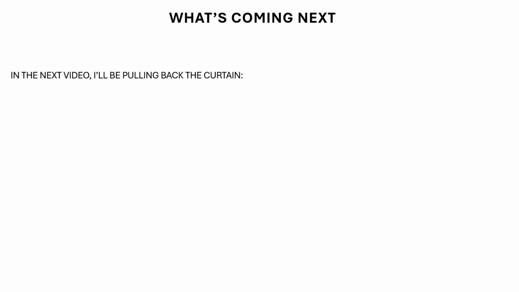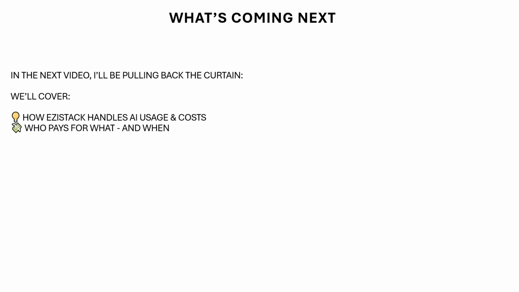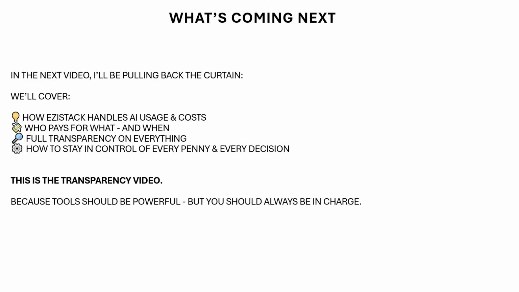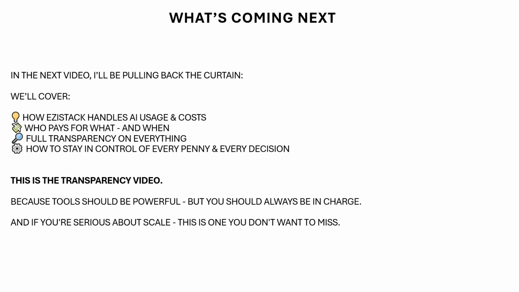In the next video, I'll be pulling back the curtain. We'll cover how Ezistack handles AI usage and costs, who pays for what and when, full transparency on everything, and how to stay in control of every penny and every decision. This is the transparency video, because tools should be powerful, but you should always be in charge. And if you're serious about scale, then this is the one that you don't want to miss. This is the video that connects everything.